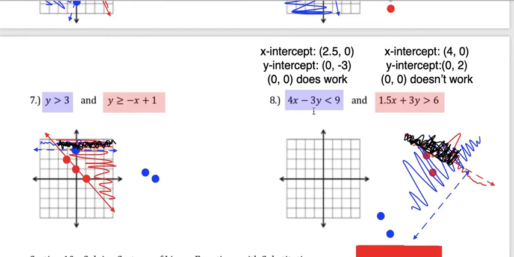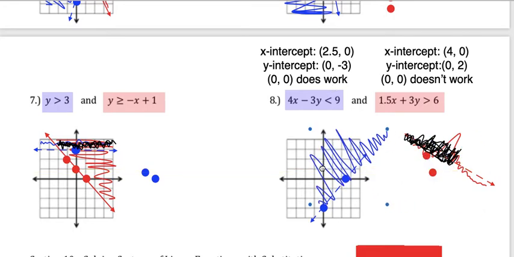In our last example, it's going to be the same thing, but notice that these two equations are in standard form, so we would graph using the intercept method. If I find the x-intercept here, 9 divided by 4 would be 2.25, so I'm going to go to about 2.25 on the x-axis. And then 9 divided by -3 is -3 on the y-axis. It will be a dashed line. Now we test 0, 0. Is 0 less than 9? It does work, and so that shading would go on the side of 0, 0.